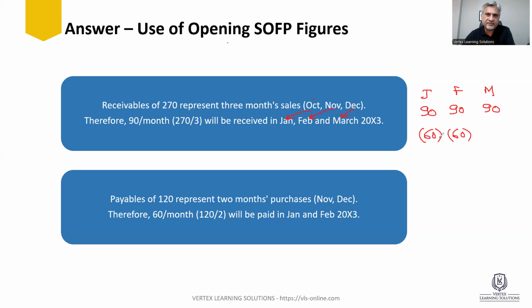December I will not pay now, but January I have to pay. This is December purchases, I will pay in February. So here my balance is 30 million. Here my balance is 30 million. This actually they did not ask in the question. The requirement was only how much will be paid in January and February.